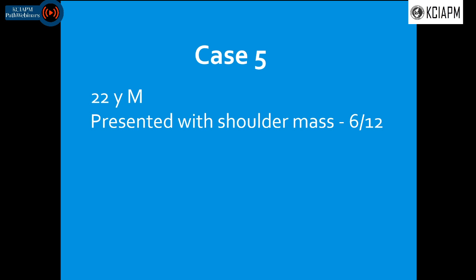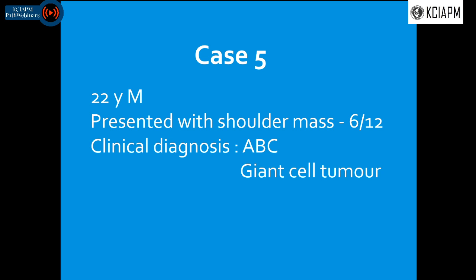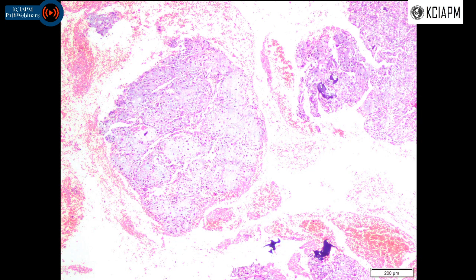So let's go on to case number 5, which is from a 22-year-old male who presented with a shoulder mass of 6 months. The clinical or radiological diagnosis was aneurysmal bone cyst. And they also thought, could that be a giant cell tumor? So curettings were sent, and this is what it showed.